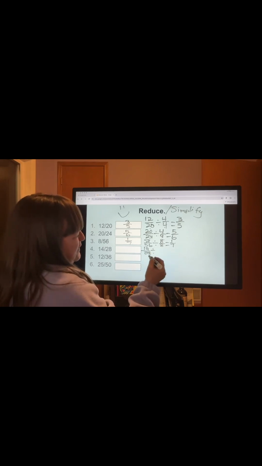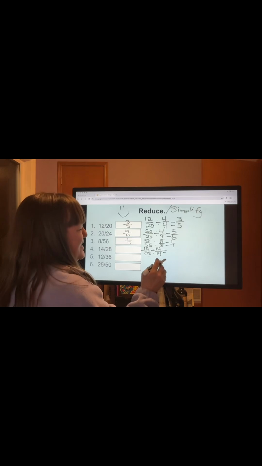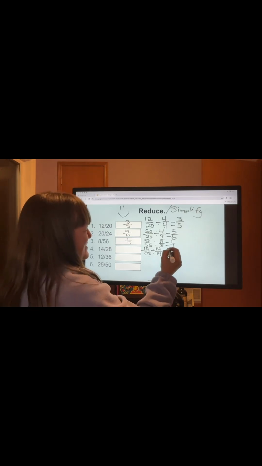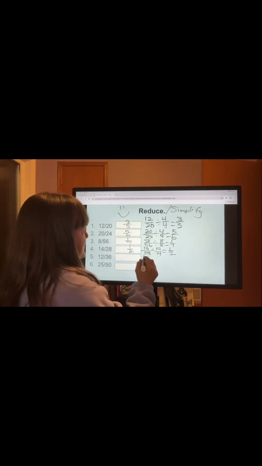How about 14 over 28? Of course, they're both even. I know that 7 goes into 14. I know that 7 goes into 28. I also know that 14 times 2 equals 28. So we're going to divide both by 14. 14 divided by 14 is 1. 28 divided by 14 is 2. So it'd be 1/2.